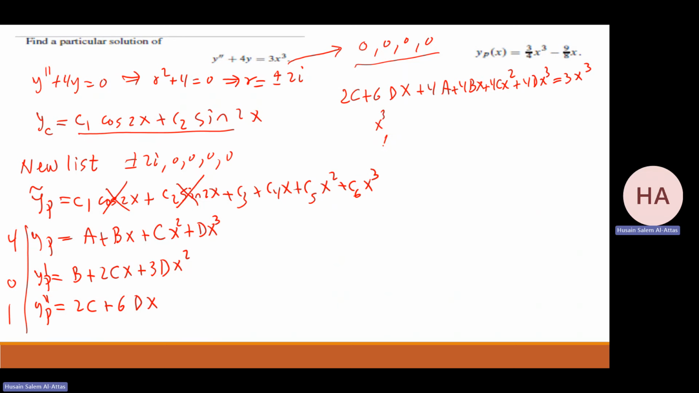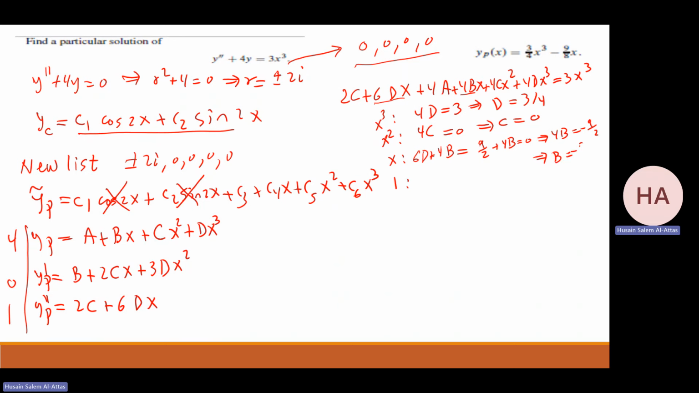So I need to check the coefficient of x cubed, x squared, x, and the constant. x cubed I have what? 4d is equal to 3. So d equals 3 over 4. For x squared I have what? I have 4c. No x squared on the other side, that's equal to 0. So c equals 0. Coefficient of x, I have what? 6d plus 4b. Correct? Yeah. 6d plus 4b. And d is 3 over 4. So that is 18 over 4, which is 9 over 2, plus 4b equals 0. So 4b equals minus 9 over 2. So b equals minus 9 over 8.